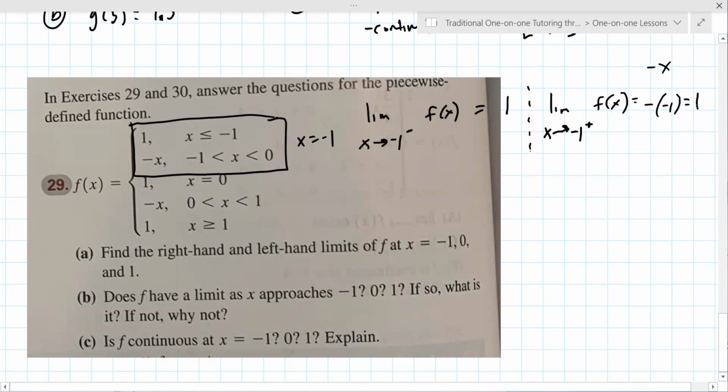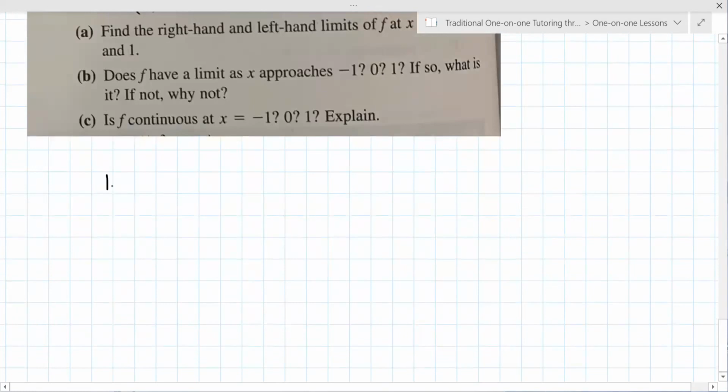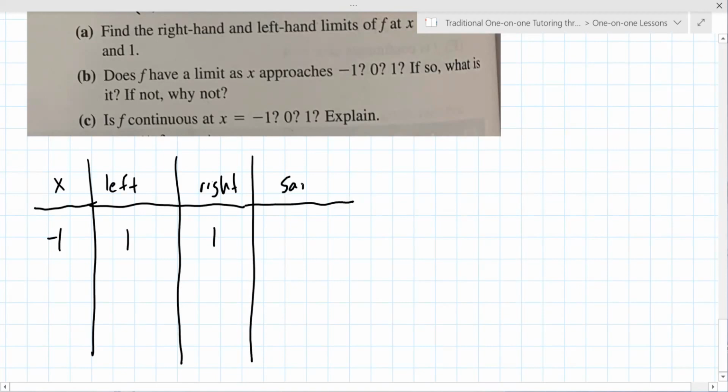Okay. I see. And then we can sort of answer part B here because it's a continuation of this, which is, does f have a limit as x approaches -1? And the answer is yes, because it's the same value. So it's almost like we need a table here, which is something like left, right, and then an x value. We've kind of already done this for the first one there. So at -1, it approaches 1 and 1, and then is it the same? We can say yes.